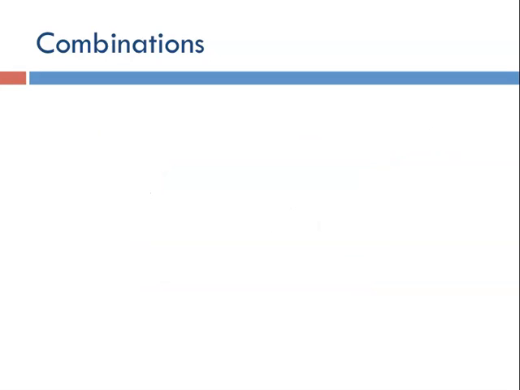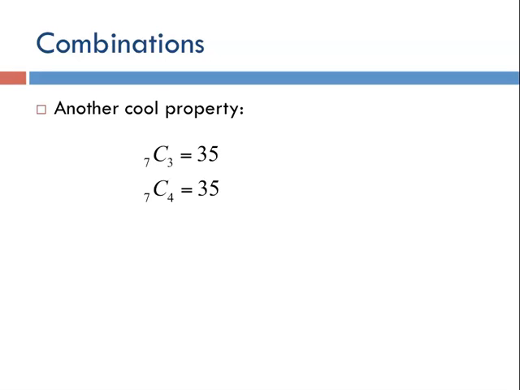Okay, another cool property that ends up happening when you are working with combinations is, take a look at this. 7 choose 3 is equal to 35. 7 choose 4 is also equal to 35. Again, not a coincidence. Let me give you another example. 12 choose 1 is equal to 12, and 12 choose 11 is also equal to 12.